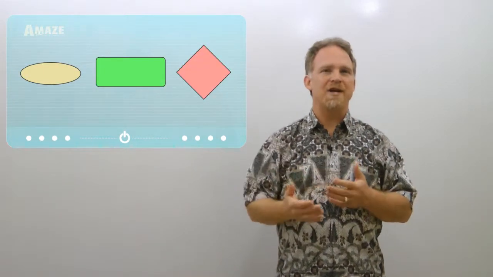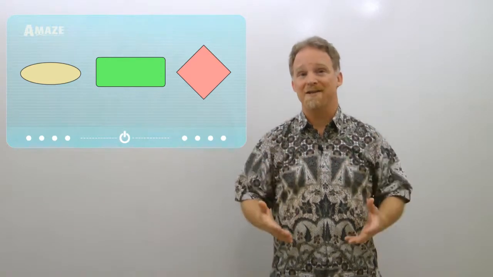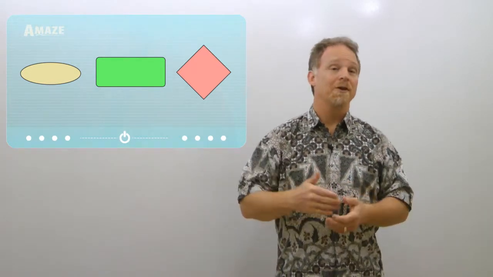Now these 3 basic shapes are mostly what you'll ever need to create good process maps. You can find other shapes and meanings at the other link on your page or from many other places on the internet.